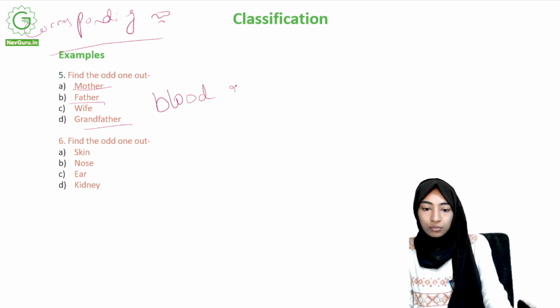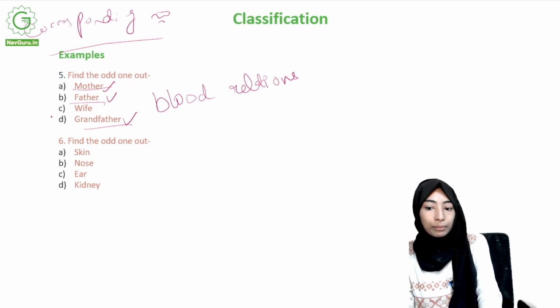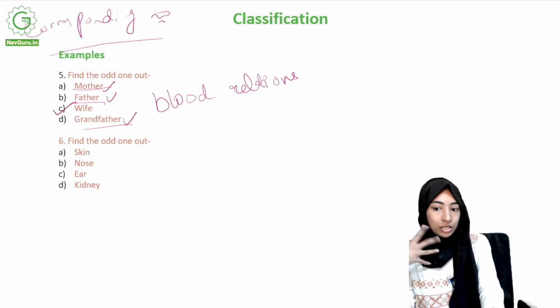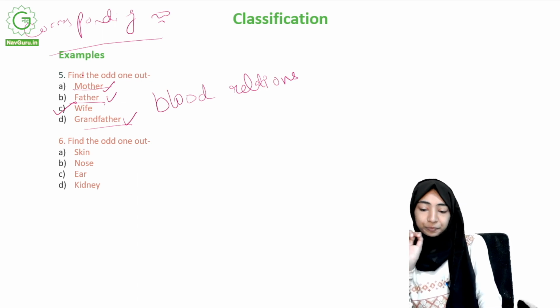Blood relation. The others are related to you the time you are born: your mother, your father, your grandfather. But your wife will be related to you only once you marry her. So she is the odd one out.